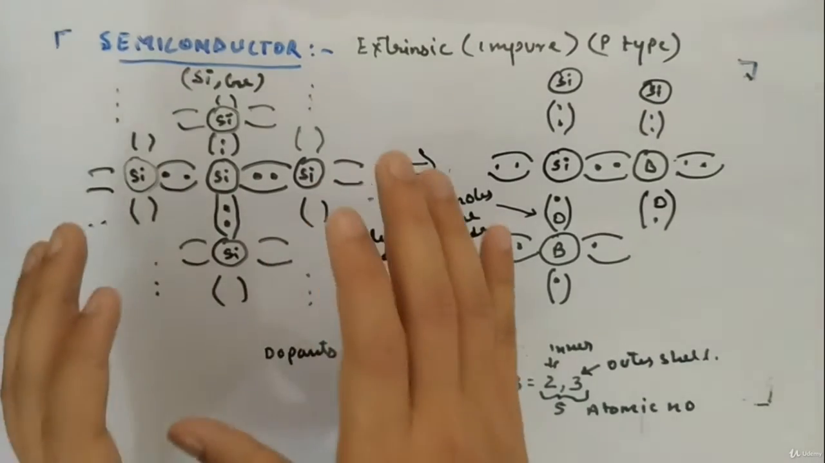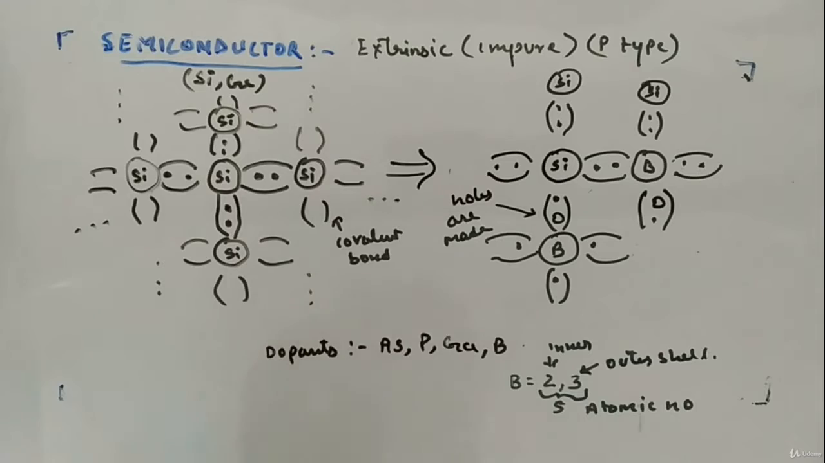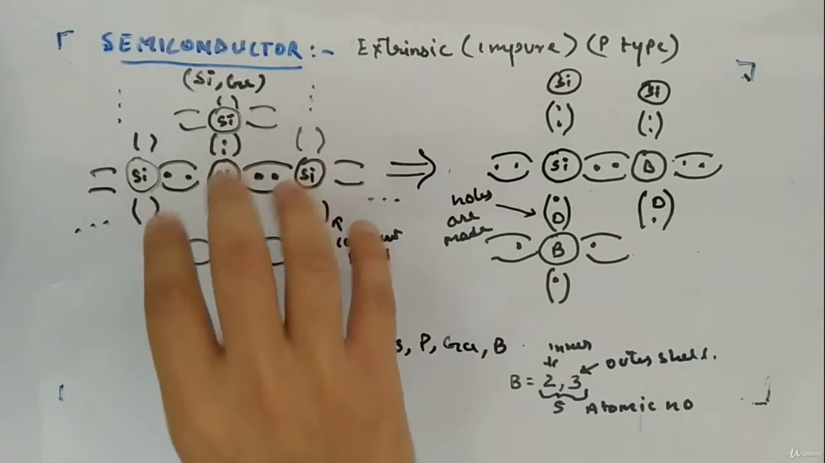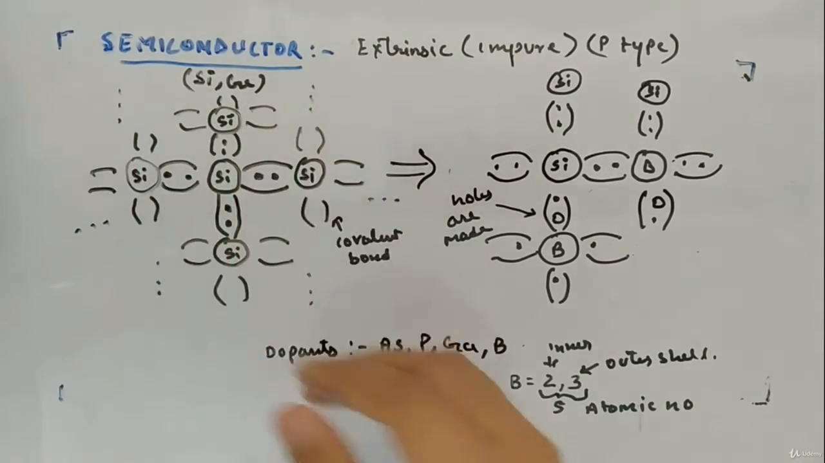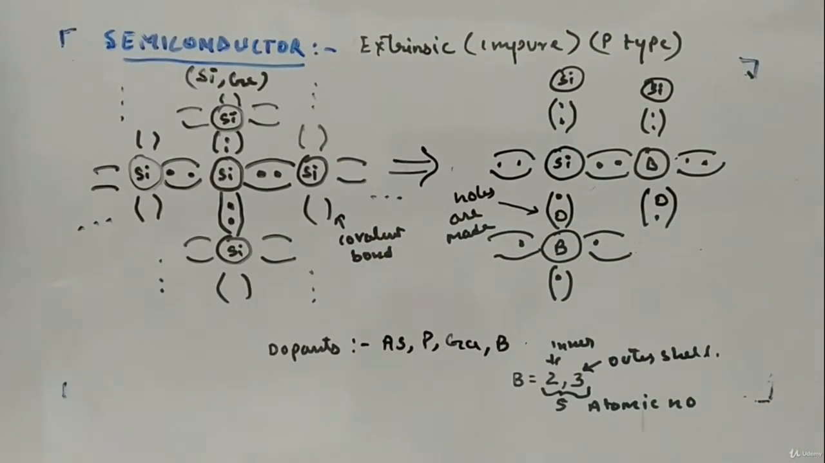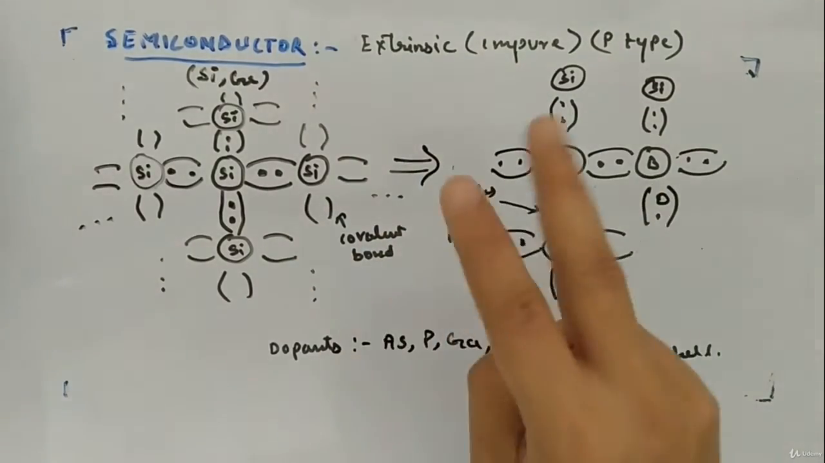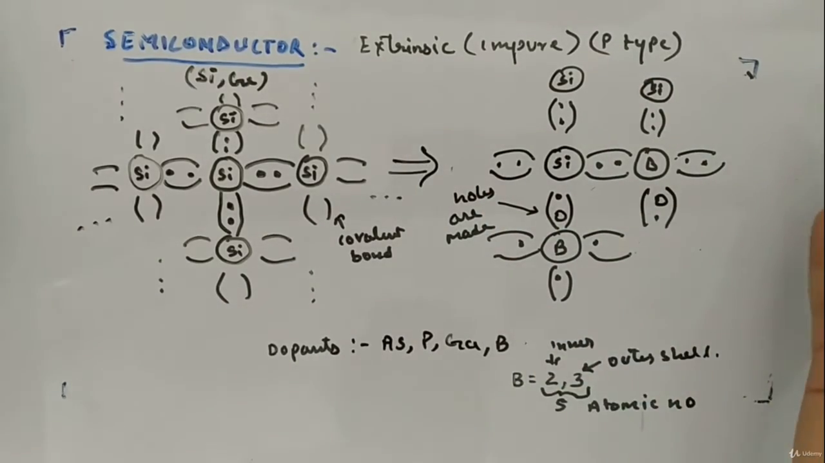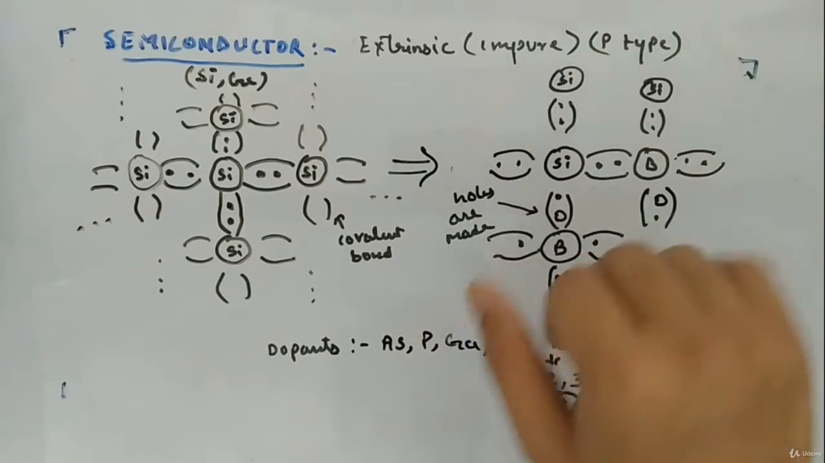Okay, so the purest form is the intrinsic semiconductor, which doesn't have any impurity. But once you have an intrinsic or pure semiconductor, you add some dopant, or you call it impurity, so that we can tweak some of the properties of the intrinsic semiconductor, and that becomes extrinsic semiconductor. Those are of two types. First is p type and another is n type. N type we will see next, but p type we will see now.